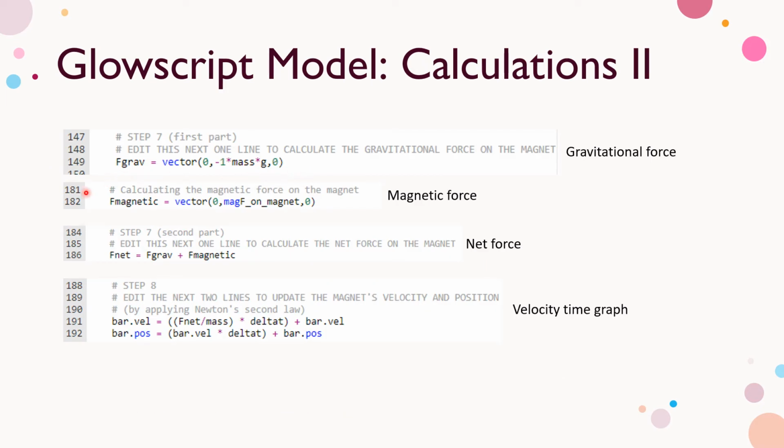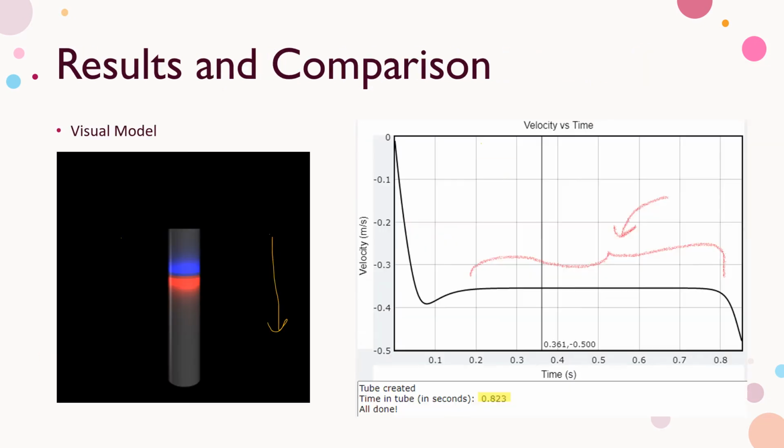Here we calculate gravitational force and magnetic force. Combined, that gives us net force. And then in step 8, we are updating the magnet's velocity and position. Here we have a snapshot of the visual model. If you want to see the rest of the animation, please click the link in the description box below.